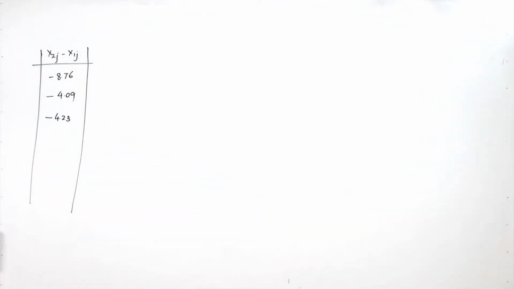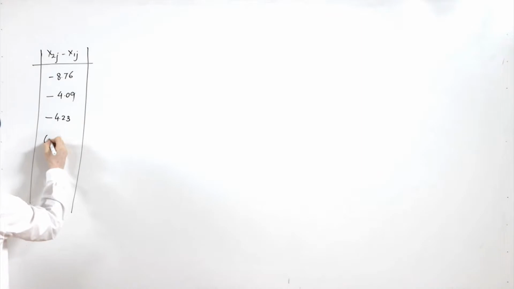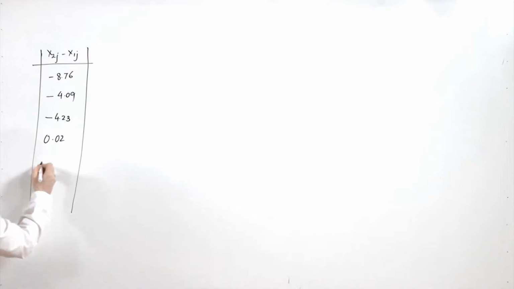Then we have 122.68 minus 122.66, so it will be 0.02, and similarly you will have 119.40 minus 127.23. So it will be 127.23 minus 119.40, which is 7.83.